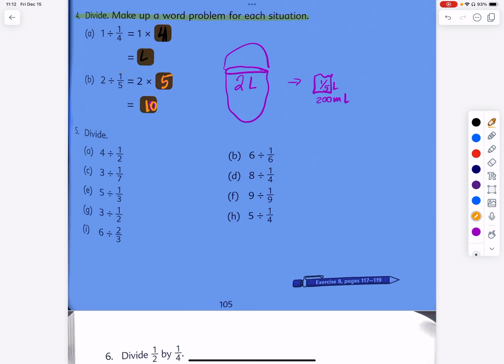In other words, to divide by a fraction or any number is the same as to multiply by its reciprocal. To divide by a fraction means to multiply by its reciprocal. Mathematically, it means the same thing. Now, let's solve the following examples at the bottom of page 105. We are going to focus only on this rectangle, only on this section.